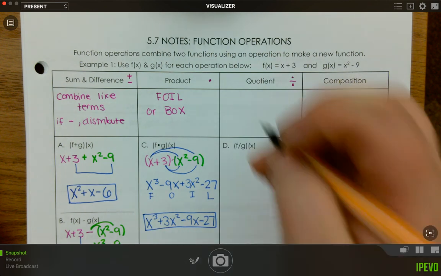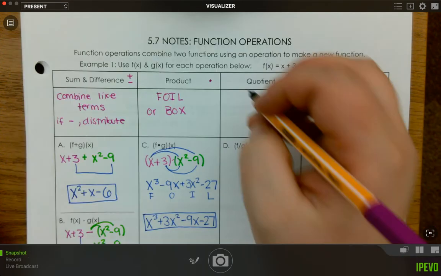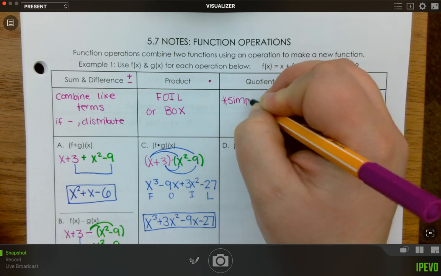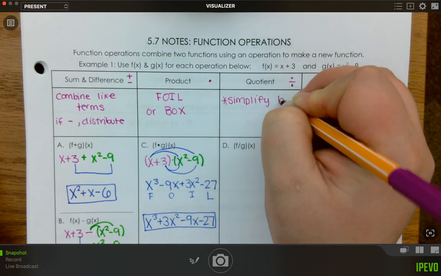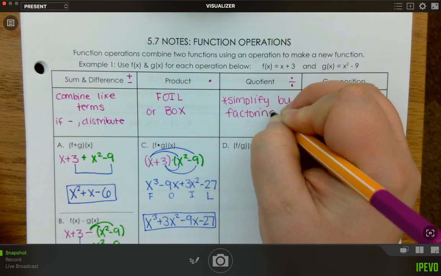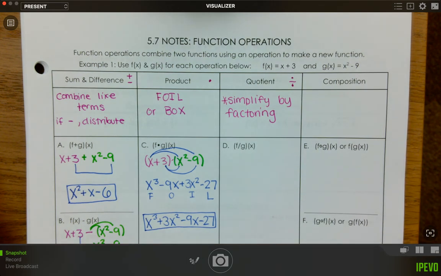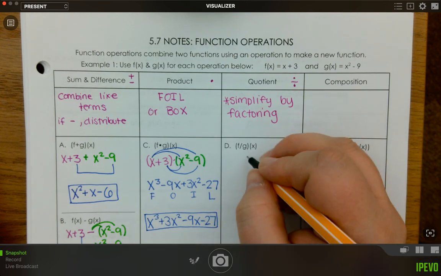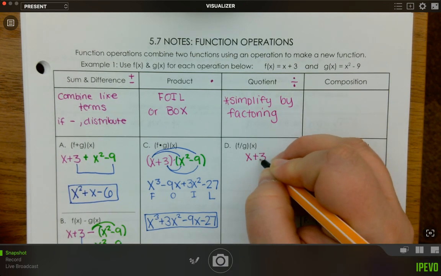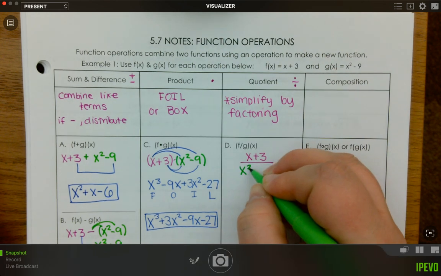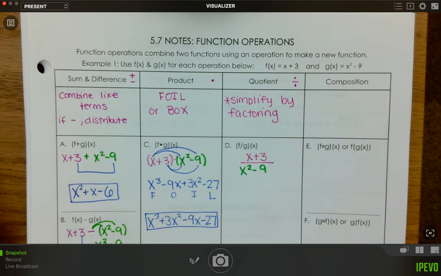Now, let's talk about dividing. When you are dividing, it's going to make a fraction, and what you're going to need to do is simplify by factoring. So, for example, this one is f divided by g, so f of x gets to go on top, and g of x gets to go on the bottom. And then before you say that this is your final answer, you have to factor each expression.